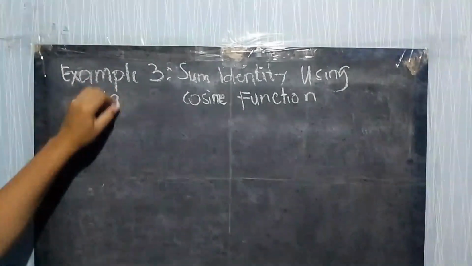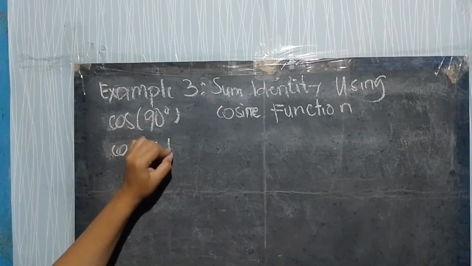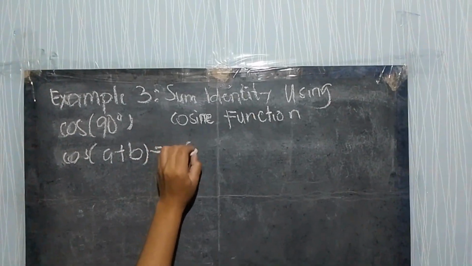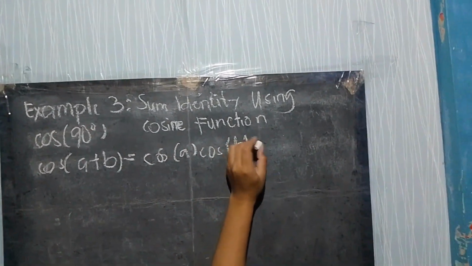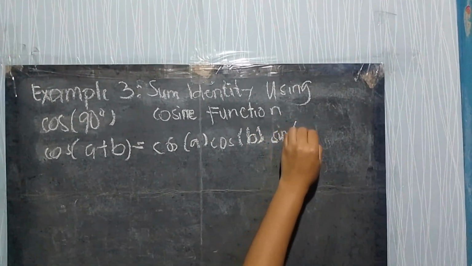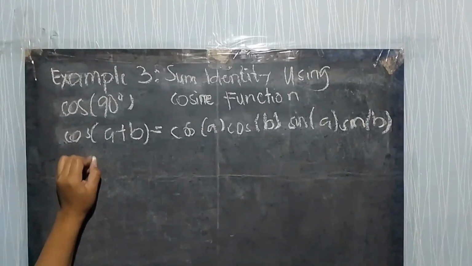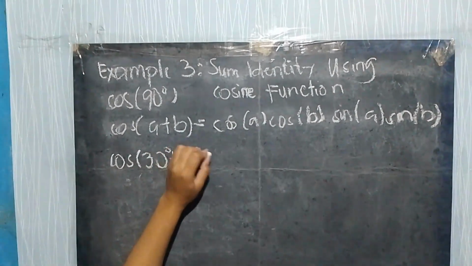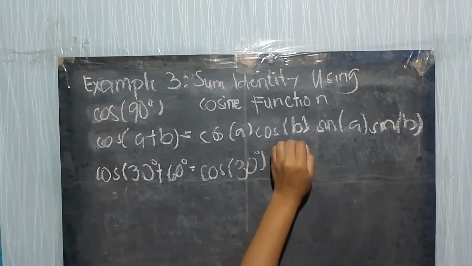Now, let's move on to our next example, sum identity using the cosine function. Let's say we want to evaluate cosine 90 degrees. Cosine 90 is the same as cosine of 30 plus 60. So this is our equation: cosine of A plus B is equal to cosine A cosine B minus sine A sine B. So cosine of 30 plus 60 is equal to cosine 30 cosine 60 minus sine 30 sine 60.